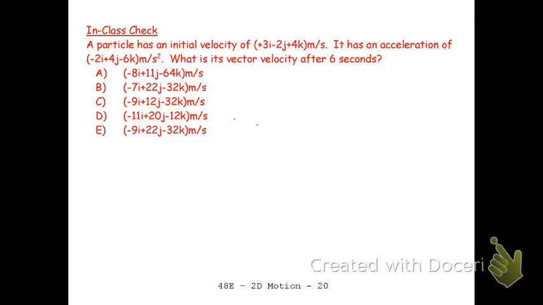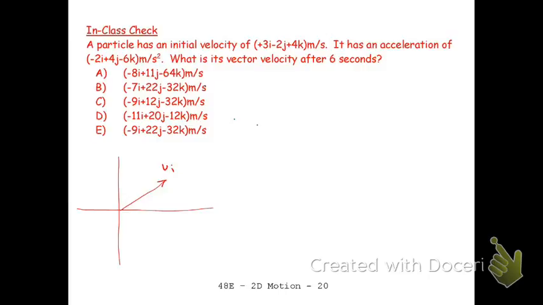A particle has an initial velocity of 3i minus 2j plus 4k. It has an acceleration of that. What is its vector velocity after 6 seconds? So again, I'm always keen: you've got to visualize, visualize, visualize. So the particle's initial velocity, let's start off at this point here, and there's my initial velocity, there's my vi.